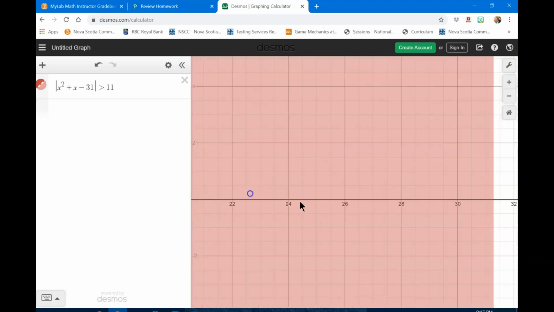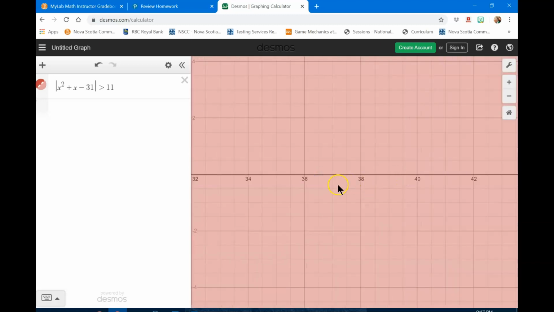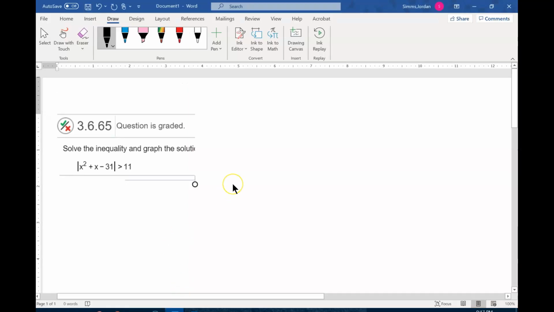And if you don't trust it, you can keep scrolling down until you get the idea. So this is always a great way to visualize what's happening and also check your work. Algebraically speaking, I'm going to walk you through a little bit of this.